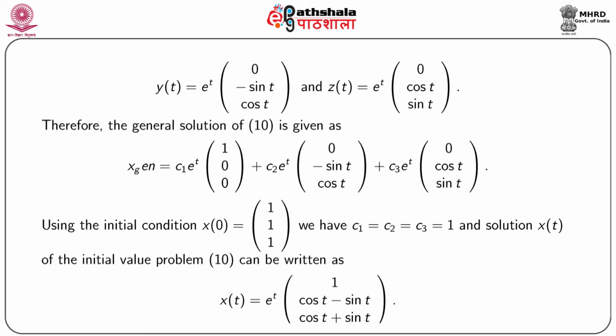And next, we use the initial condition x(0) is equal to (1, 1, 1), and it can be shown that C1, C2 and C3 all have the value 1, and hence we conclude that the solution x(t) of the initial value problem 10 can be written as x(t) is equal to e to the power t multiplied by the matrix (1, cos t minus sin t, cos t plus sin t).